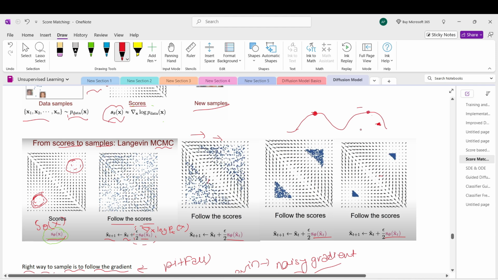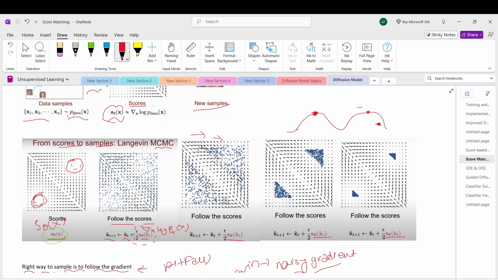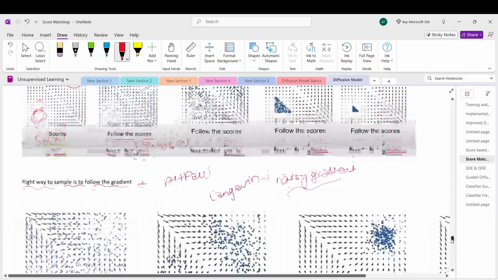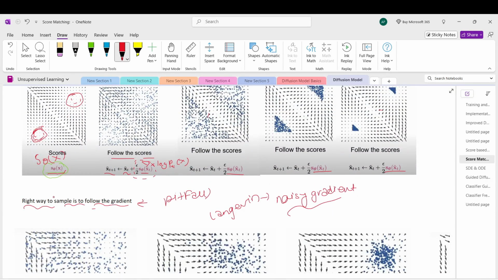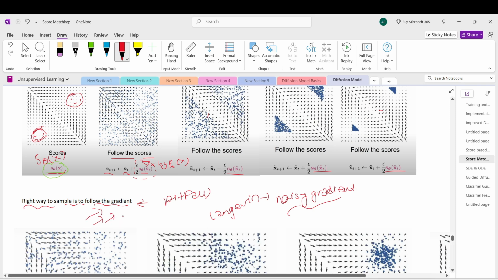And we don't want that. We want the probability mass given to the whole space, so we don't want all points to overlap here. There are some pitfalls here. The naive way to sample is to follow the gradient, and the gradient means the score, this vector. But this has some weakness: it will not help us put the probability mass onto our data distribution.